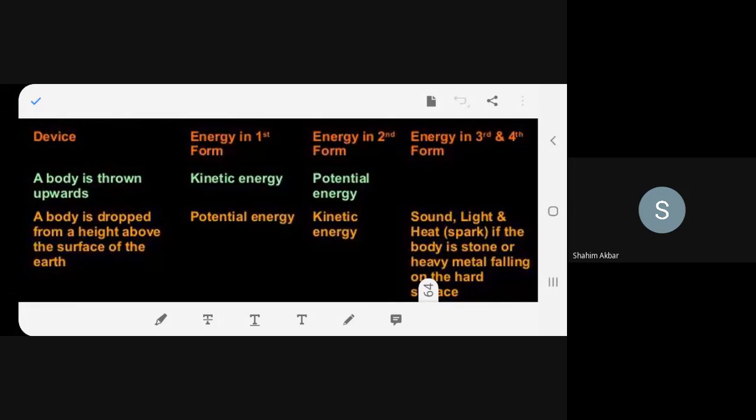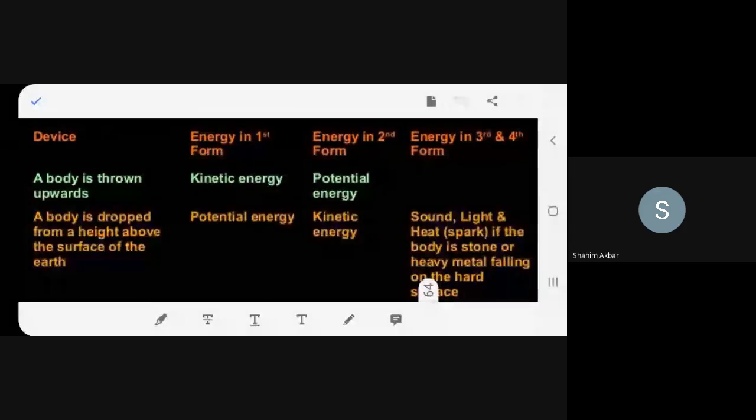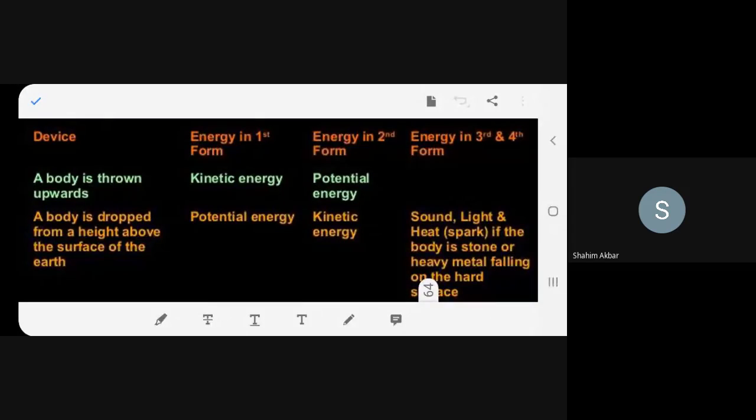Whenever you throw a ball upwards, it is moving. What is the energy? Kinetic energy. Then it goes up and starts coming down. When it goes up, for some time it stops and then it comes down. You agree? You're a cricketer. When you hit a ball, for a fraction of a second it stops and then it comes down. Yes or no? That fraction of second will have the potential energy.